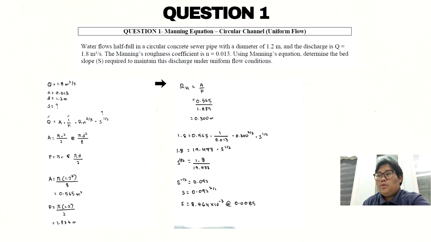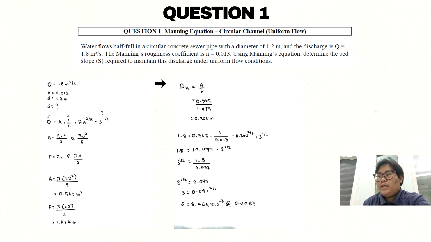Question 1. Given Q equals 1.8 meter cube per second, N equals 0.013, D equals 1.2 meter, and we have to find S. The equation is Q equals A times 1 over N times R_H power of 2 over 3 times S power of 1 over 2.